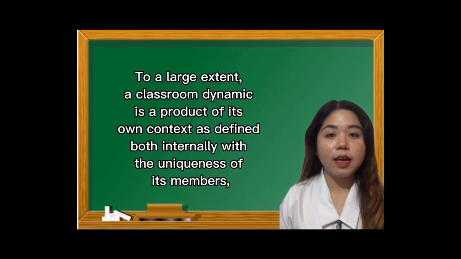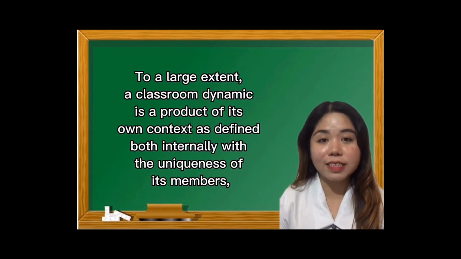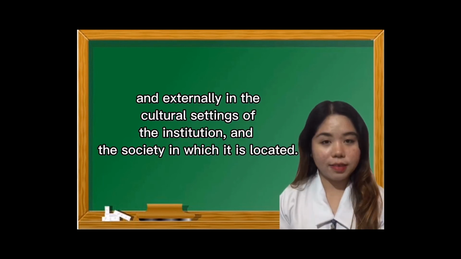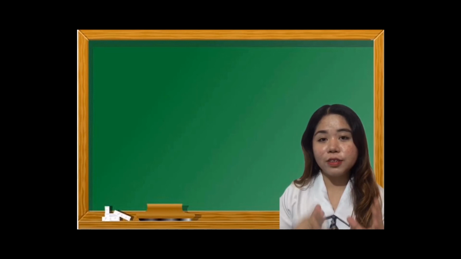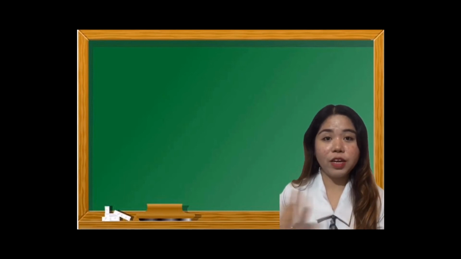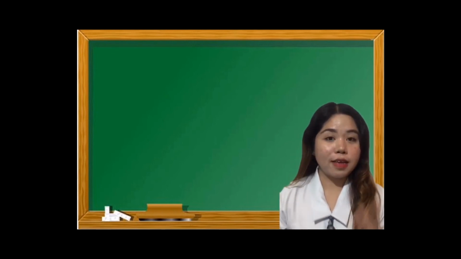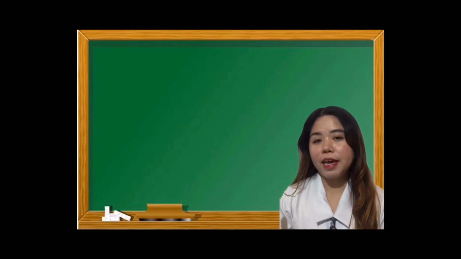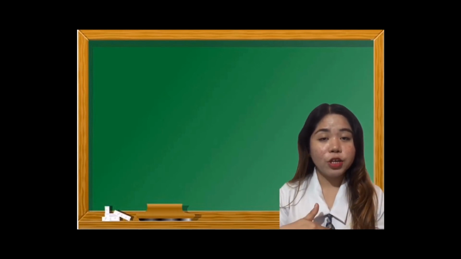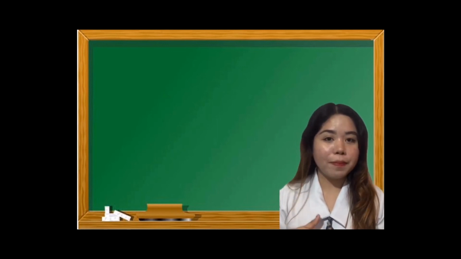So to a large extent, a classroom dynamic is a product of its own context as defined both internally with the uniqueness of its members and externally in the cultural settings of the institution and the society in which it is located. So nevertheless, we can identify certain features and characterize useful classroom dynamics across most, if not all, contexts, even if these are represented by different behaviors according to the setting. So for example, the visible behaviors of cooperation in a Brazilian high school classroom might be different to those in a Dutch university or private evening class in Thailand, but cooperation remains key.